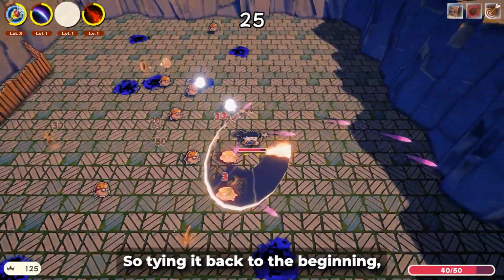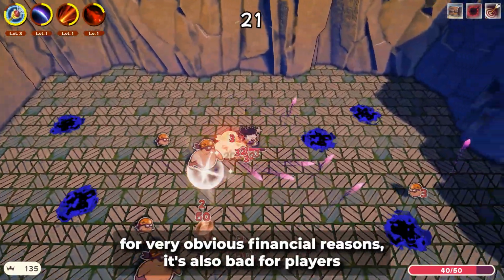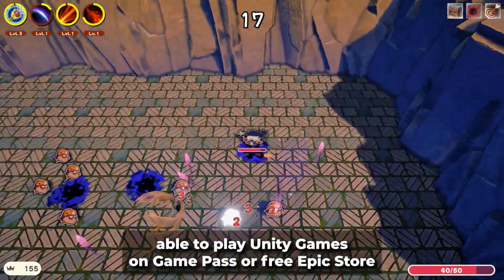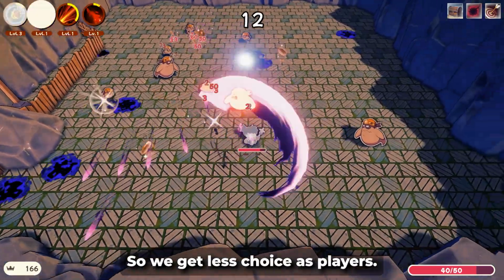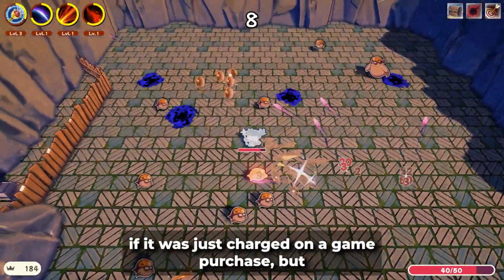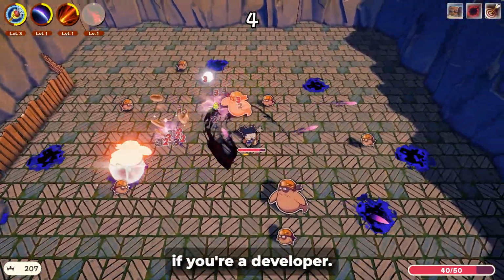So tying it back to the beginning, this is not only bad for developers for very obvious financial reasons, it's also bad for players because they're not going to be able to play Unity games on Game Pass or free Epic Store games, stuff like that. So we get less choice as players. The install fee is not really the problem in my opinion if it was just charged on a game purchase, but it's an insane problem for other ways of selling your game if you're a developer.